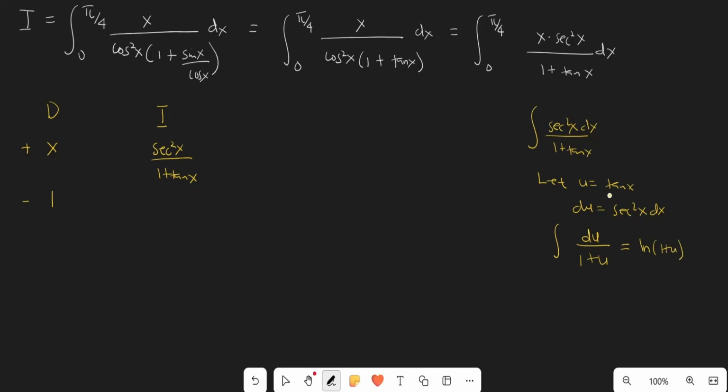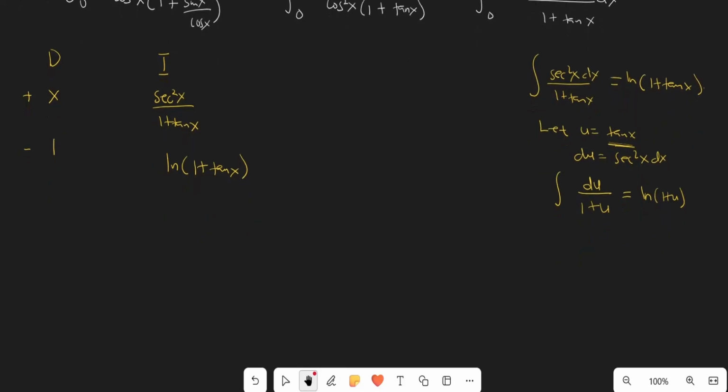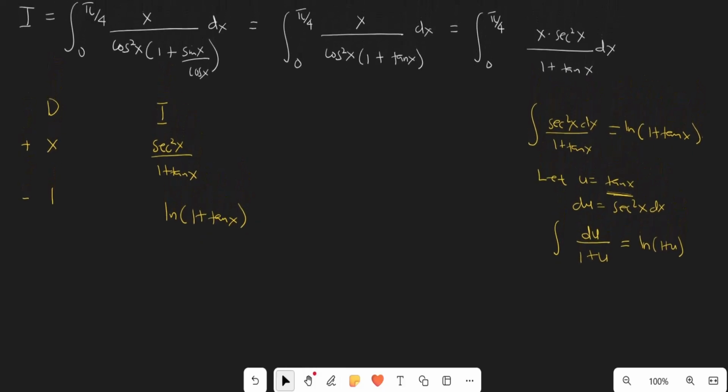But what is u? u is the tangent of x. So you can just replace it. So integrating this is the natural logarithm of 1 plus the tangent of x, like this. Cool. Now that we are done with this, what we have to do is multiply diagonal terms. There's no integral there, but when we multiply terms horizontally, we have to take the integral.